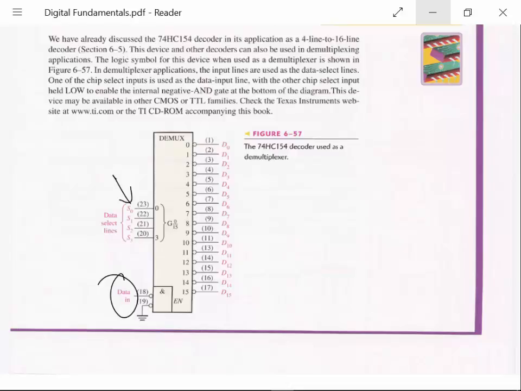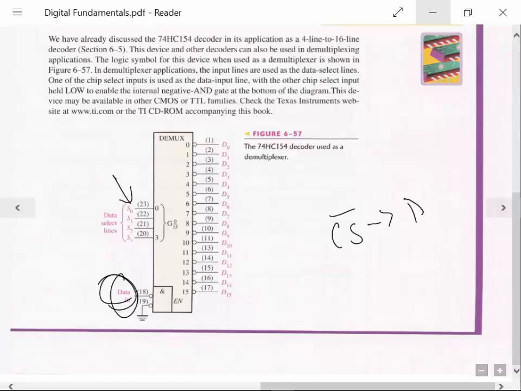But in order to use it as a demultiplexer, we tie our data in to our chip select NOT. We ground our other one. This has 2 chip selects. This is the 74154. Because we're tying this into a chip select NOT, and the output is inverted, we're doing a double inversion. So whatever data is put in is brought out on that particular output, and all the other ones are high.